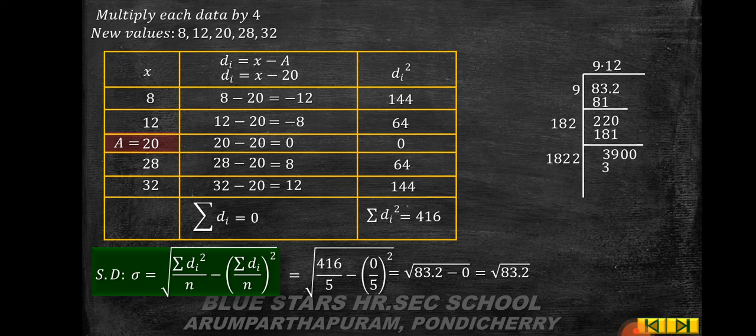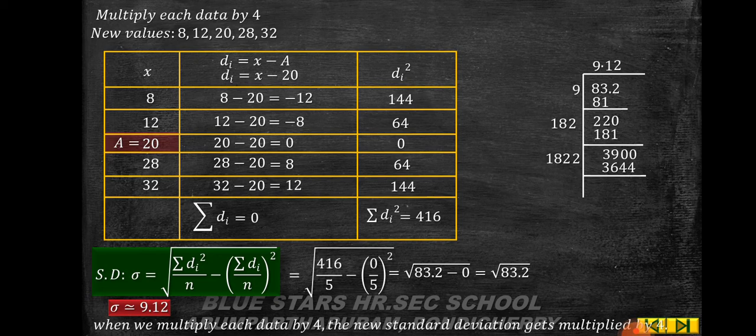1822 into 2, you get 3644. So here the sigma is approximately equal to 9.12. When we multiply each data by 4, the new standard deviation gets multiplied by 4.